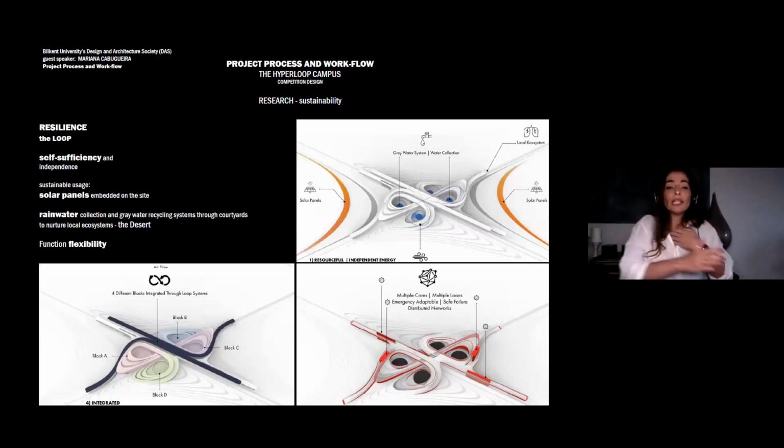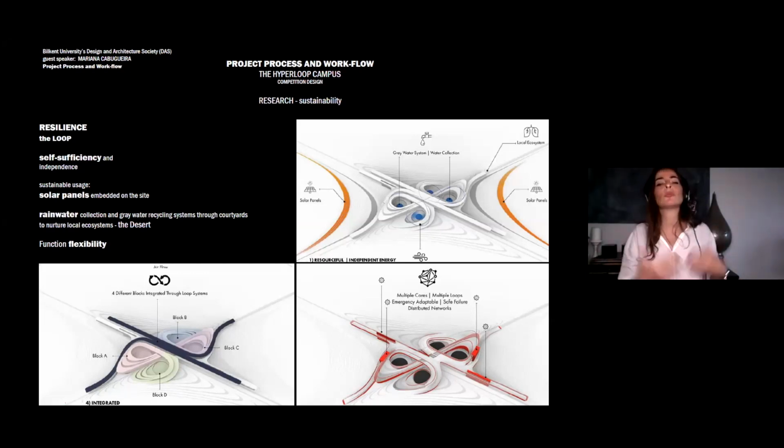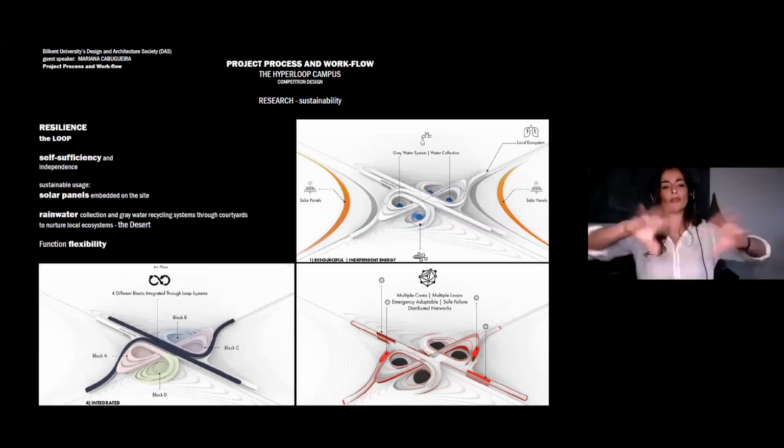In parallel, Begum was doing research for something really important for this project, which was sustainability. She was really looking into this concept of resilience in the loop, which made the argument that the loop can actually be self-sufficient. It is independent from its context. It works as a system on its own. We incorporated solar panels on the landscape around, which was working really nicely with the design as well.